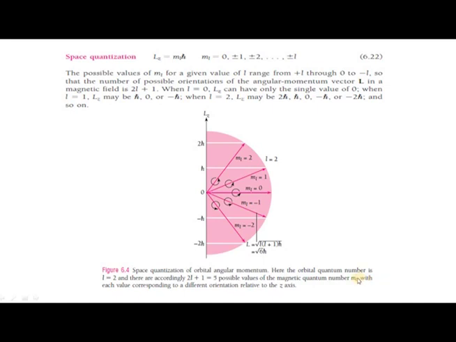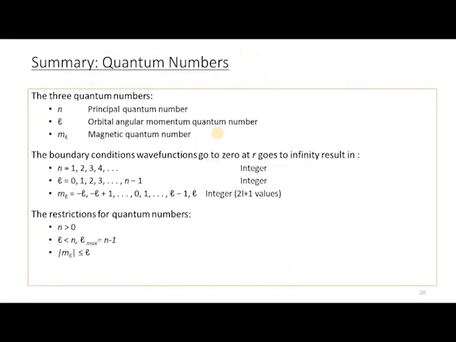And each of these ml values gives a specific orientation or specific direction of angular momentum with respect to the arbitrary z-axis, which is assumed to be the direction of the magnetic field.